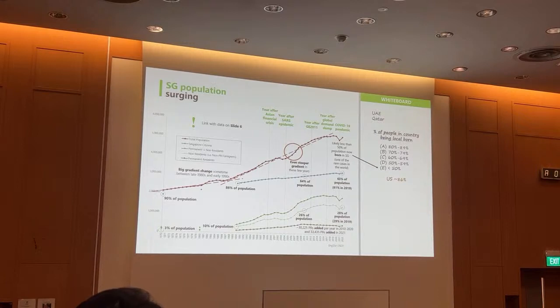So what do you think is the percentage of people of UK? A, B, C, D, E don't need. Same, A, around 86%.